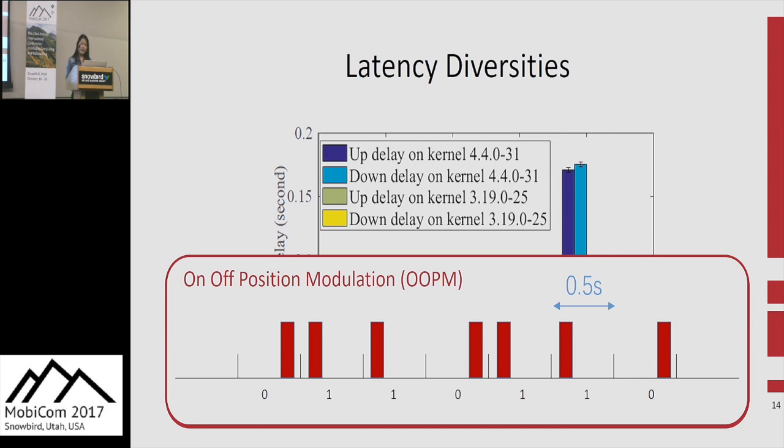So for a quick summary, we found that the reflection property for the same Wi-Fi NIC is consistent. However, for different Wi-Fi NICs, their reflection properties are different, even though they may come from the same manufacturer.